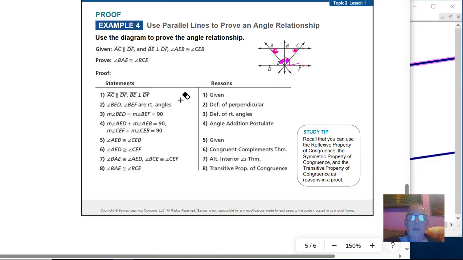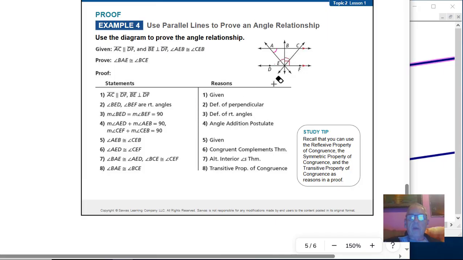They note that, let me get these marks out of the way here. They note that angle BED and angle BEF are right angles. That means they're going to be congruent. So they're equal to 90 degrees. The measure of AED and the measure of AEB adds up to 90 degrees, definition of complementary angles.